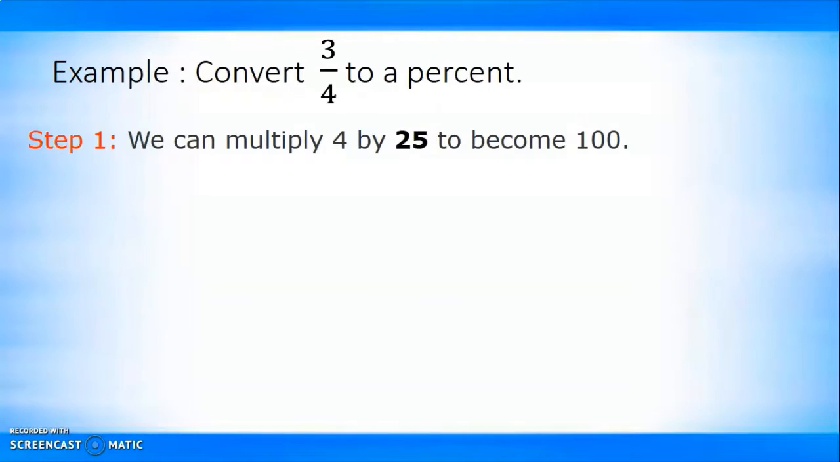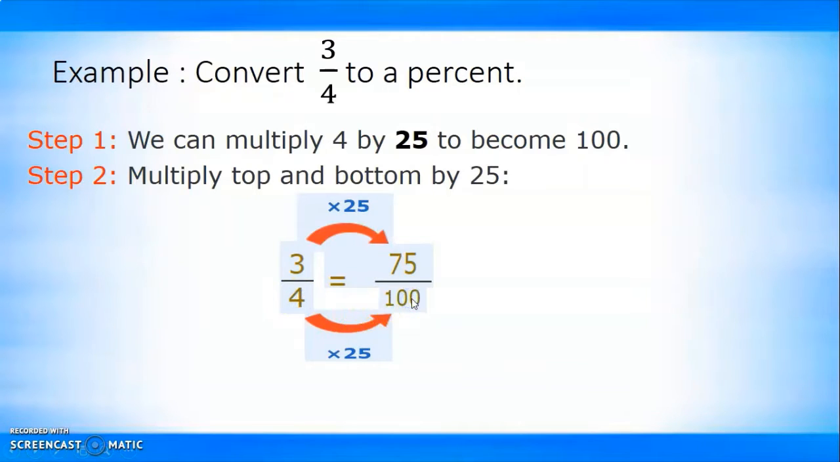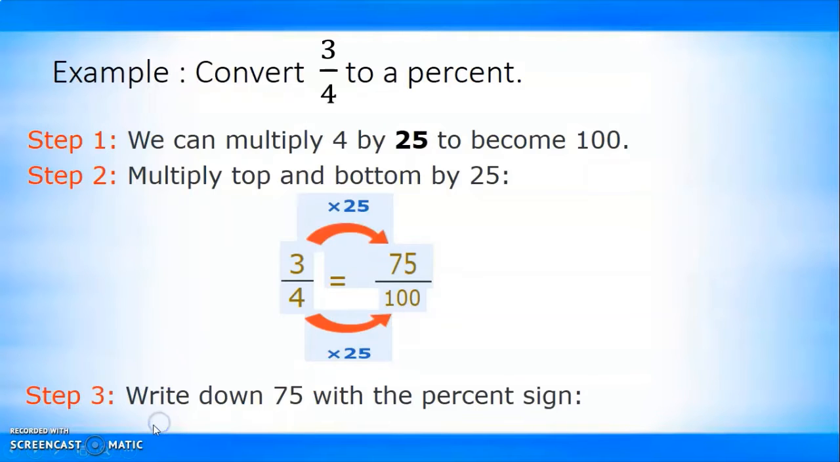Step 1, we can multiply 4 by 25 to become 100. Step 2, multiply top and bottom by 25. So the 3/4 we're going to multiply by 25. The numerator, 3 times 25 is equal to 75. The denominator also times 25, it will be 100. And last step, write down 75 with the percent sign. So the answer will be 75%.